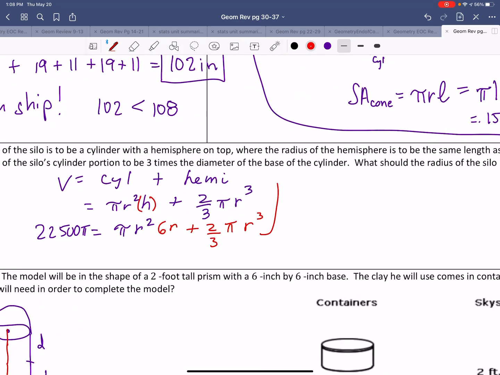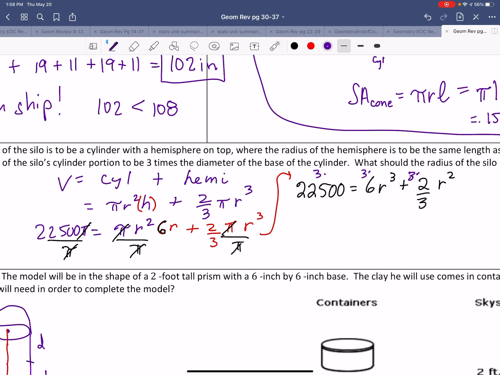So I'm going to do a little bit of algebra here. Hopefully I won't scare you off. Oh, wait. Before I do that, notice I have a pi on every term. So I could divide by pi on every term and it will go away. That's probably a good thing. Make this thing go a little faster. 22500 is equal to 6 times r times r times r, so 6r cubed, plus 2/3 r cubed. So I really don't like this 3. I can multiply, just like I divided everything by pi, I can multiply everything by 3 to get rid of that. That would be a nice trick.